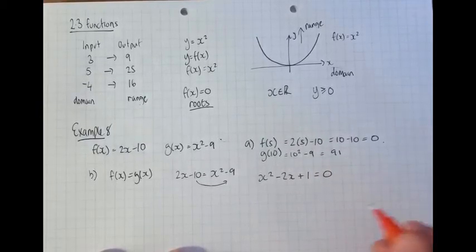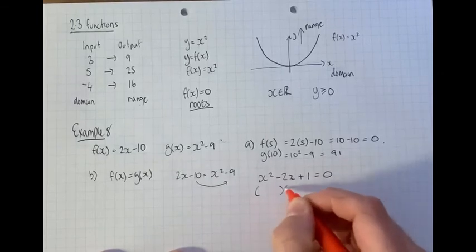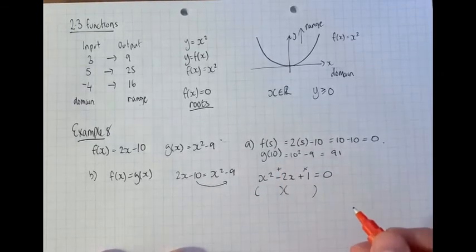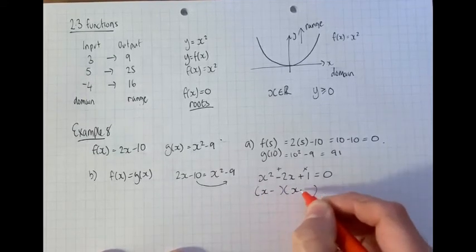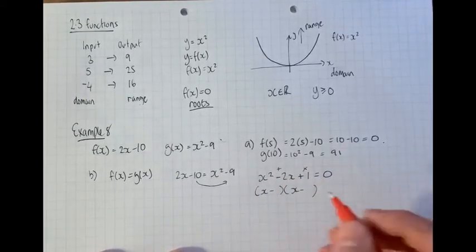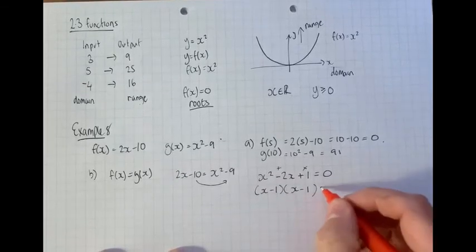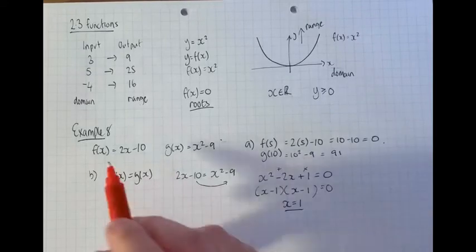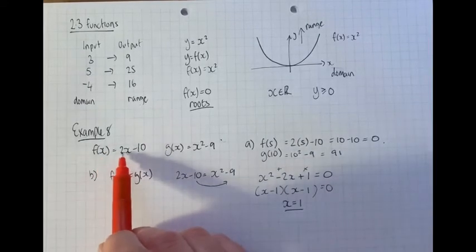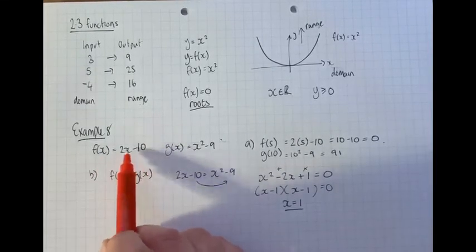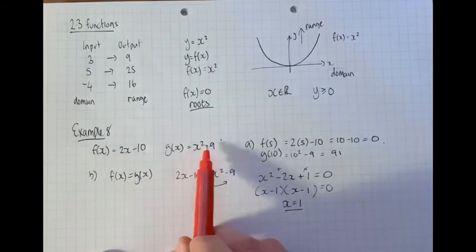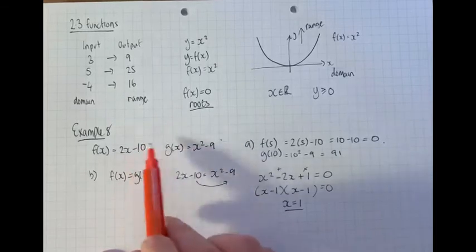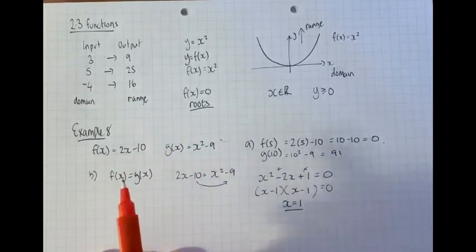Go to our first method, which is to factorise. Times together to make add 1, add together to make minus 2. They've both got to be minus, because that's the only way of making that positive or that negative, and it's clearly going to be 1, which means there's only one solution when x equals 1. You can test that. When x equals 1, 2 times 1 is 2, take away 10 is minus 8, 1 squared is 1, take away 9 is minus 8. So when x equals 1, you get the same output for when 1 is the input.